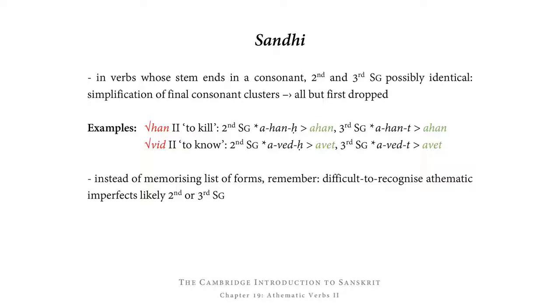Instead of memorizing a list of forms like this, forms that are not that frequent, you should simply remember that difficult to recognize a-thematic imperfects are likely second or third singular, and then look at them in the context of whatever sentence you have found them in and try to figure out from the context what the form you are looking at most likely is.